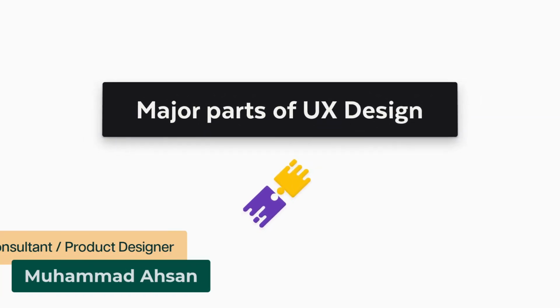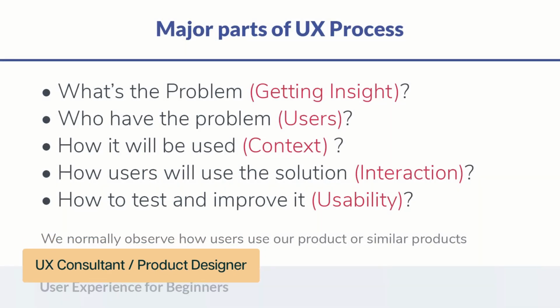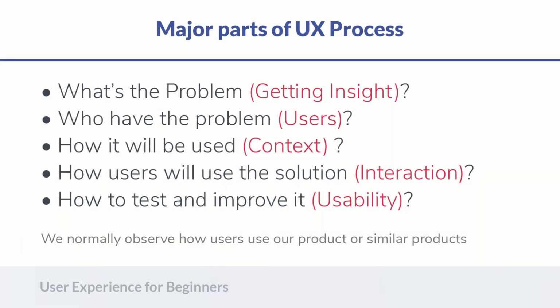You know about UX, what is UX, but we are going to see what are the different major parts of the UX process. I'm going to simplify everything, so we are going to start with what's the problem. Getting insight into a problem, what actually is the problem. This is the first step. Then who has the problem? These are basically our users.